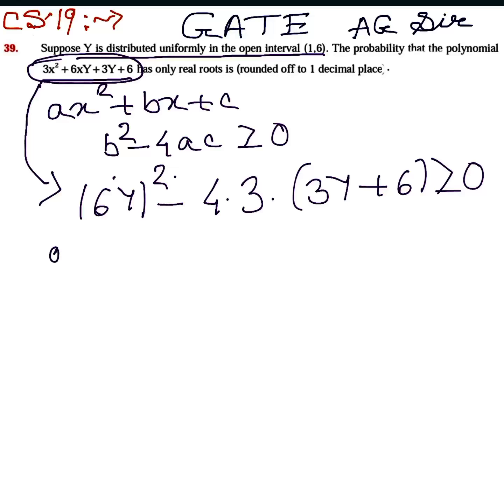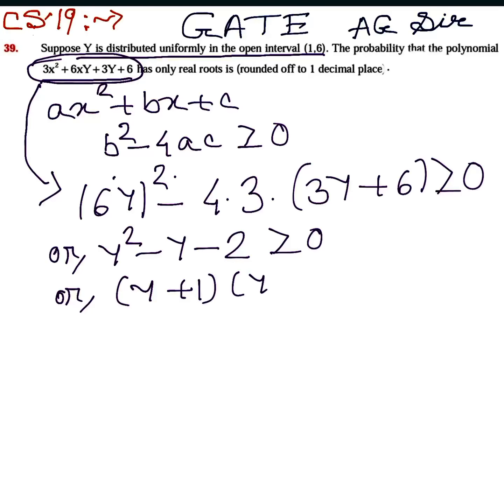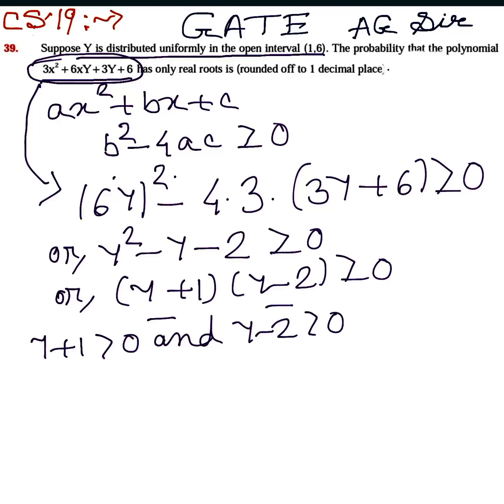Further simplification produces y square minus y minus 2 is greater than or equal to 0, or we can break it into factors: y plus 1 multiplied by y minus 2 is greater than or equal to 0. Now this is a factor, this is another factor. The product of two factors is positive only when both factors have the same sign. Hence it can happen that y plus 1 is greater than 0 and y minus 2 is greater than 0. These two simultaneously keep us at y greater than 2.